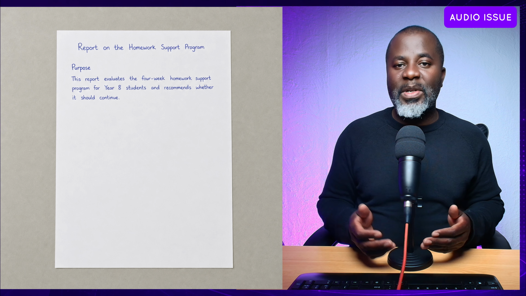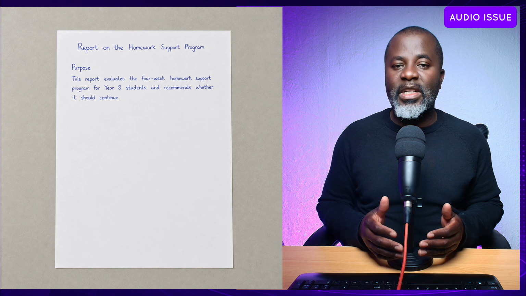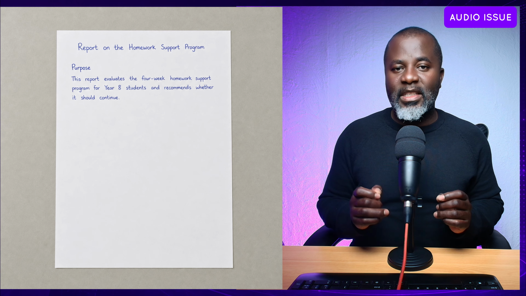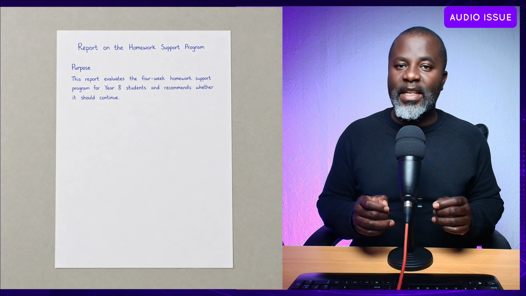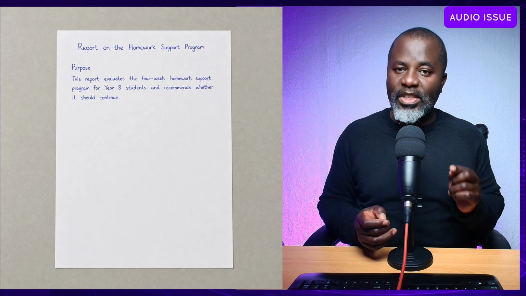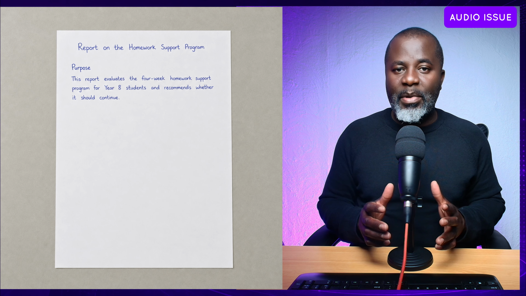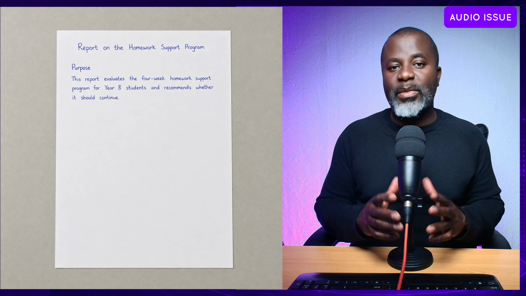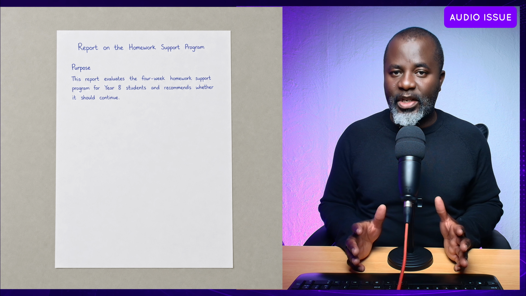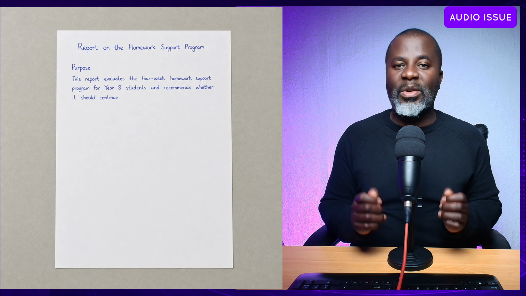This report evaluates the 4-week homework support program for Year 8 students and recommends whether it should continue. Just this sentence alone has clearly identified the program, the students, and the decision that the report will help the principal make. The purpose section should be direct. Do not waste words on a long introduction.